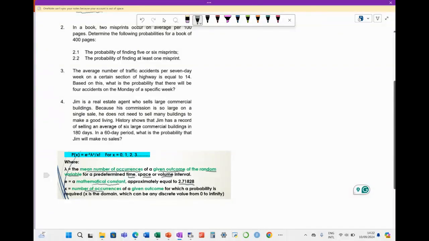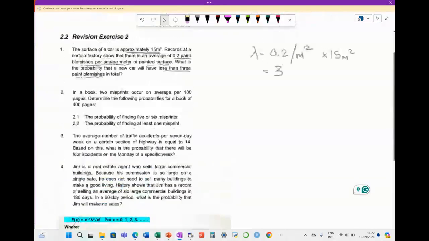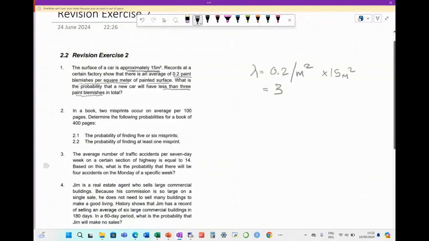X is the number of occurrences of a given outcome for which the probability is required. Okay, so what did they say here? Is less than 3. So we're saying the probability that X is less than 3. So less than 3. Okay, what is the probability of this? Okay, now we have all our relevant information. Now we need to insert it into the Poisson formula.